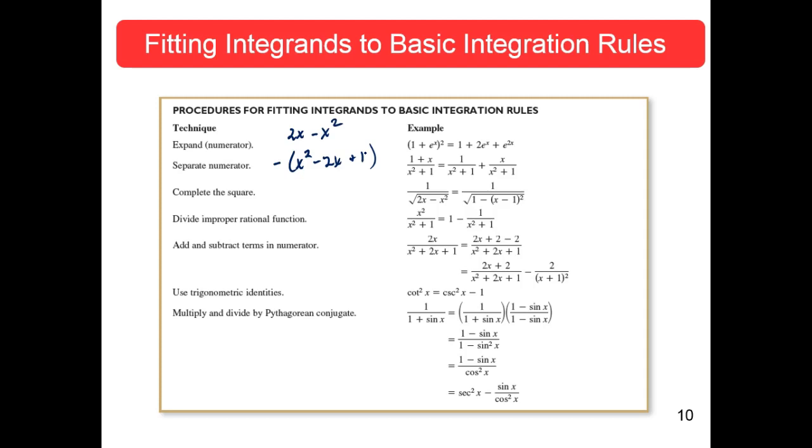Otherwise, do this. Take half of this, half of negative 2 is negative 1, square it, and you get plus 1. So that completes the square, but that's a different problem, isn't it? Unless, of course, you put a plus 1 on the outside. Now it's the same problem, because this is minus x squared minus 2x minus 1 plus 1 is 0. So yeah, you get the same thing, minus x squared plus 2x. So that is the same thing.